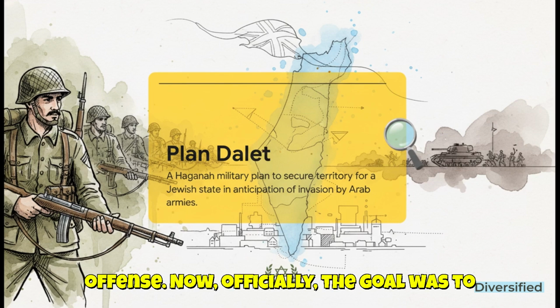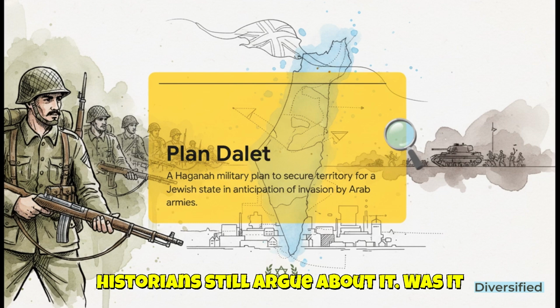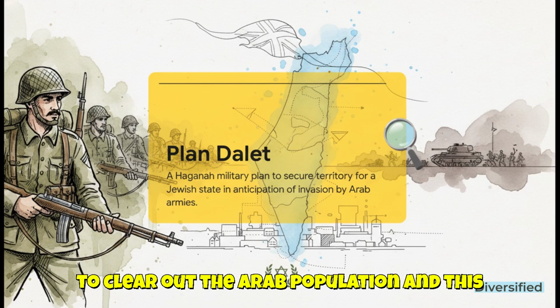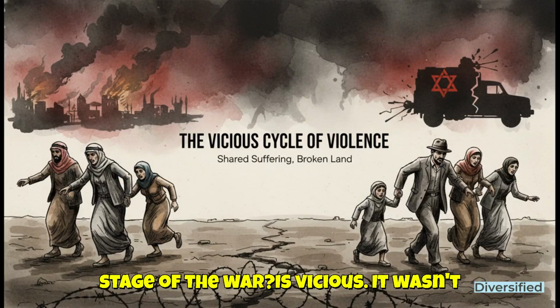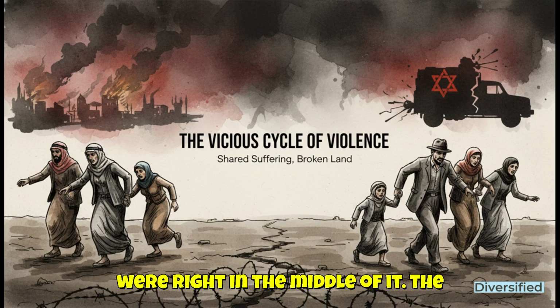Now, officially, the goal was to secure the territory that the UN had assigned for the Jewish state. But historians still argue about it. Was it just a defensive move, or was it a plan to clear out the Arab population? And this stage of the war was vicious. It wasn't just soldiers fighting anymore. Civilians were right in the middle of it.